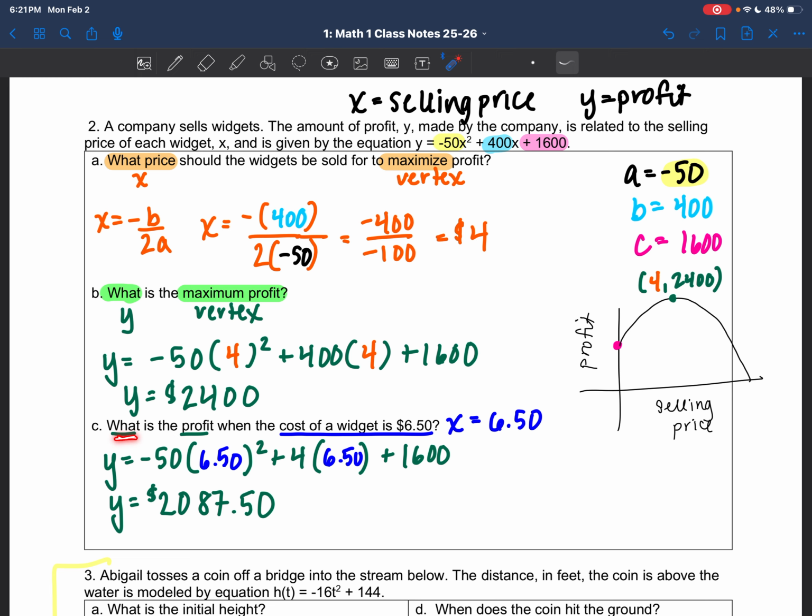Then we want to know, what is the profit when the cost of a widget is $6.50? So we're saying, hey, if X equals $6.50, how much are you going to spend? So really, all you need to do is substitute in $6.50 for X. And then remember, do this first, then multiply by -50, multiply that, and then add them all together to get 2,087.50. Now in this case, it didn't ask for your x-intercept, so we don't even need to solve it.